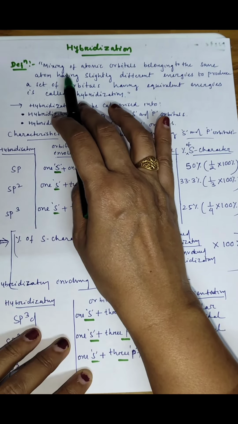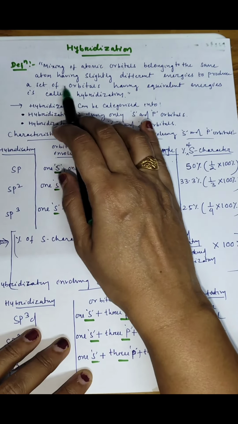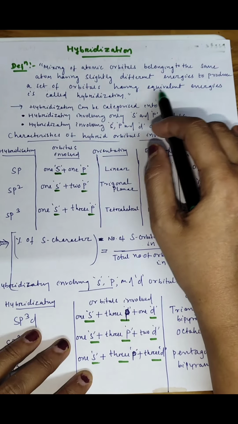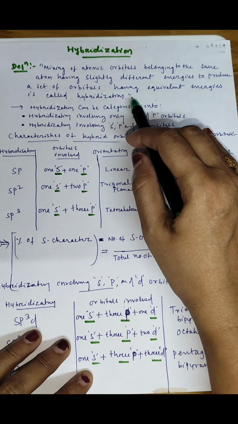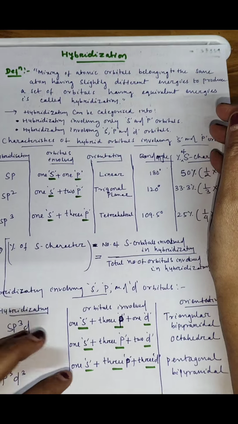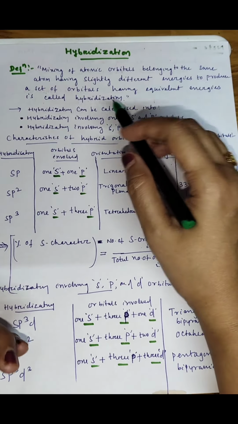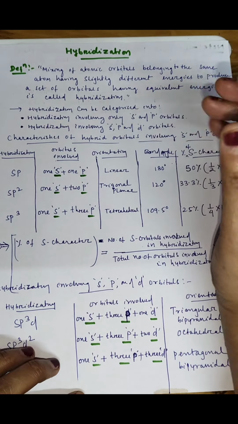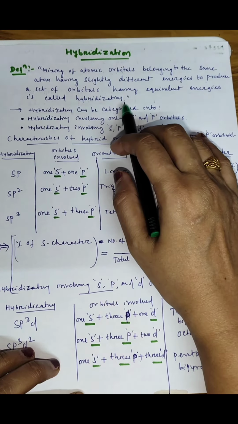What is the definition of hybridization? Mixing of atomic orbitals belonging to the same atom having slightly different energies to produce a set of orbitals having equivalent energies is called hybridization. That means intermixing of atomic orbitals belonging to the same atom. Okay, and in between them there is a slight difference in their energies. By combination of these, they form the hybrid orbitals which are equivalent in their energies, known as hybridization.